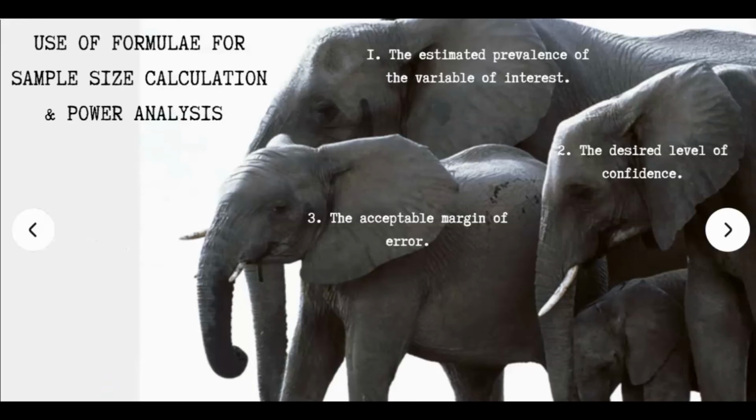It may also estimate this effect or association imprecisely. So, using the formula for sample size calculation and power analysis, we can know how big or small our sample size should be. It depends on three things. They are the estimated prevalence of the variable of interest. Second, the desired level of confidence. Lastly, the acceptable margin of error.